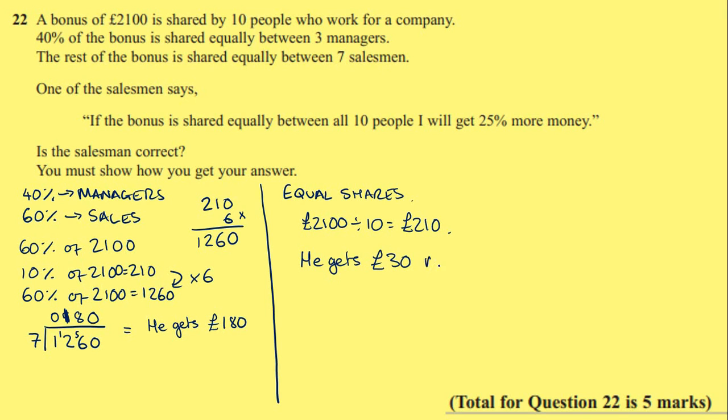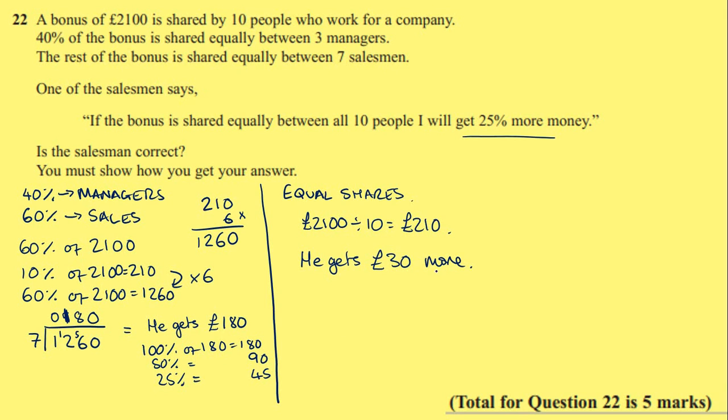He gets £30 more, doesn't he? But is that 25%? So what he's saying is he'd get 25% more than this if we equally shared it out. So what's 25% of 180? Well, 100% of 180 is 180. 50% would be half of that, which is 90. And 25% would be half of that, which is 45. So if he was to get 25% more money, he'd get £45 more.